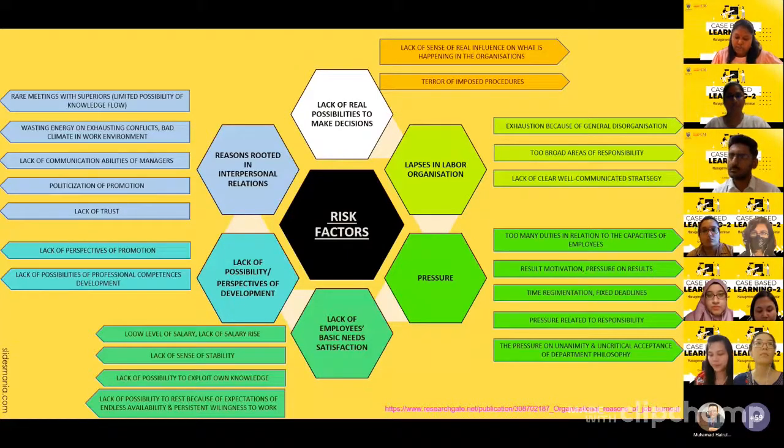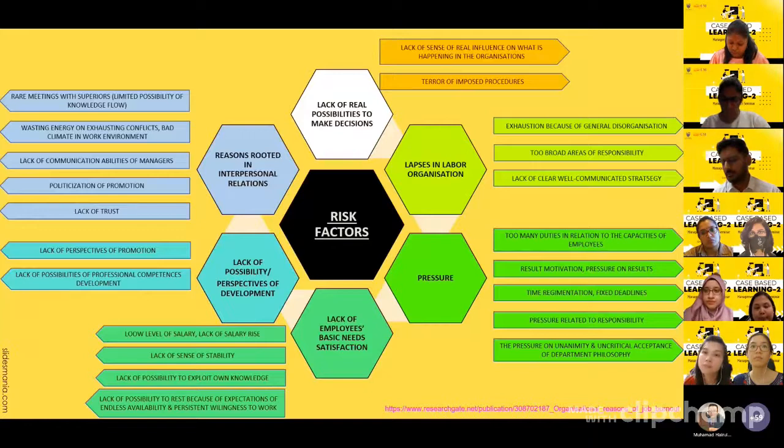Thereafter, you have the result motivation, pressure on results. Time regimentation, fixed deadlines. Then you have pressure related to responsibility. Finally, the pressure on unanimity and uncritical acceptance of department philosophy. Here, it reflects the individual's aspirations, motivations, and ideals in their job. The imbalance occurs when there is a conflict between the individual and organization values.